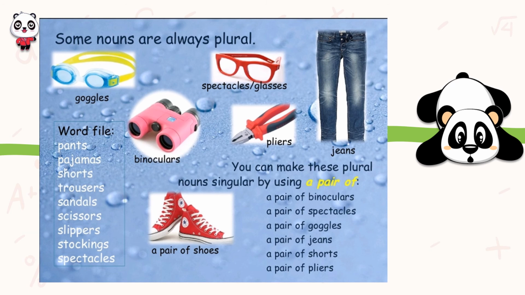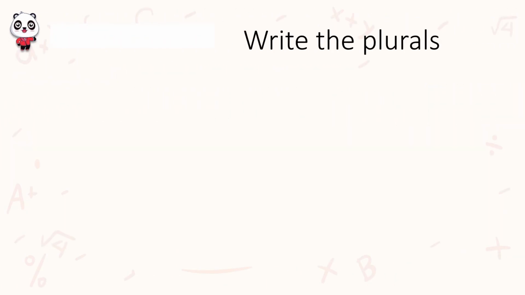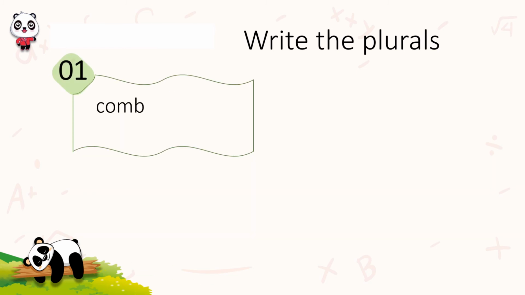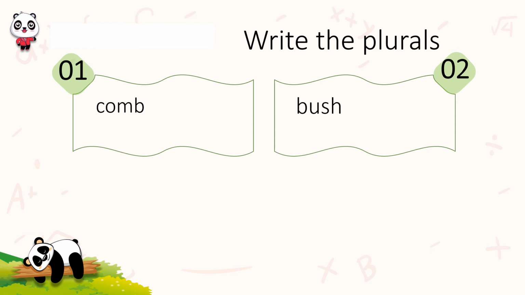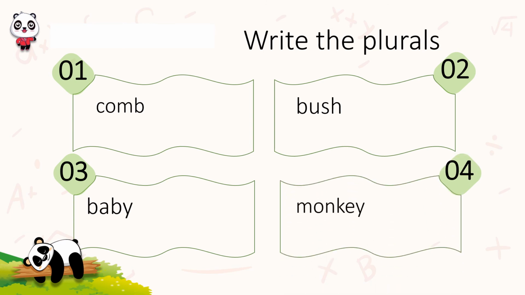Likewise. You can move to the fourth question. Write the plural. First one, comb. Second one, brush. Third one, baby. Fourth one, monkey. Let's see.